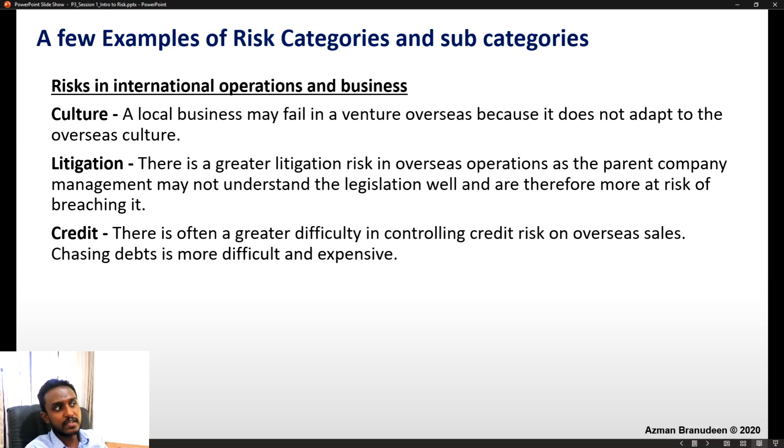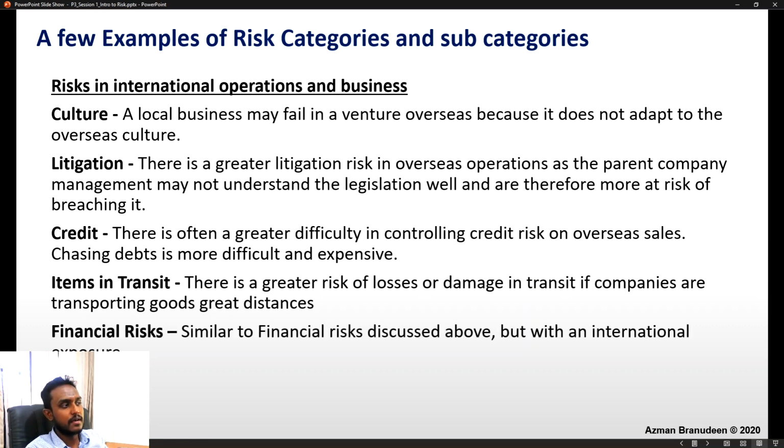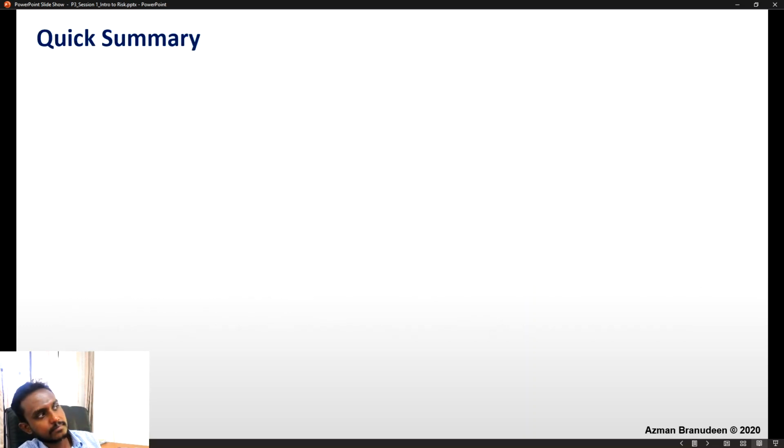Credit. There is often a greater difficulty in controlling credit risk in overseas sales. Chasing debt is more difficult and expensive. Items in transit. There is a greater risk of losses or damage in transit if companies are transporting goods large, long distances. Financial risks. These are similar to the financial risks we discussed, but with an international exposure.